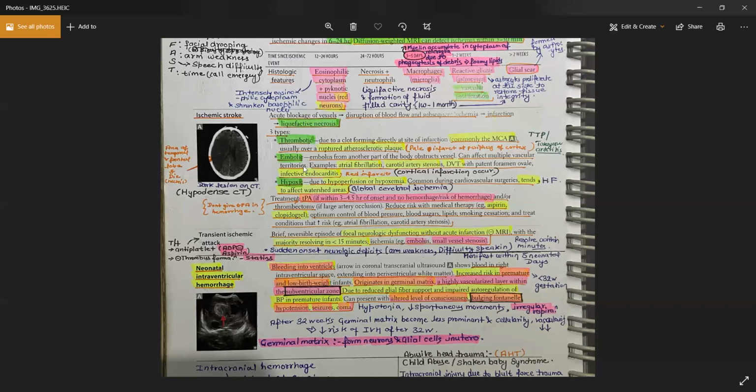And one more disorder which Alfred didn't mention here, does anyone remember? Any other disorder in which you get a systemic embolus, and when you biopsy the embolus, you find it is a tumor?